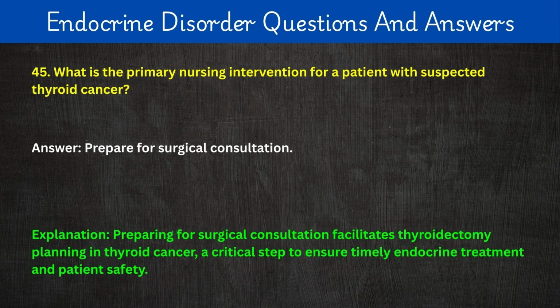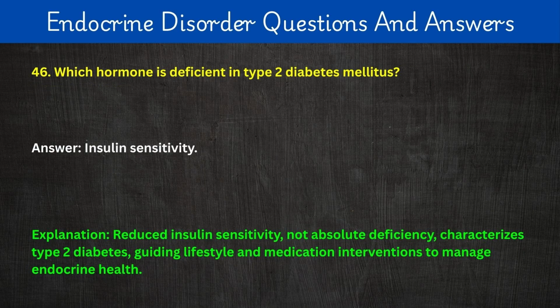45. What is the primary nursing intervention for a patient with suspected thyroid cancer? Answer: prepare for surgical consultation. Explanation: preparing for surgical consultation facilitates thyroidectomy planning in thyroid cancer, a critical step to ensure timely endocrine treatment and patient safety.